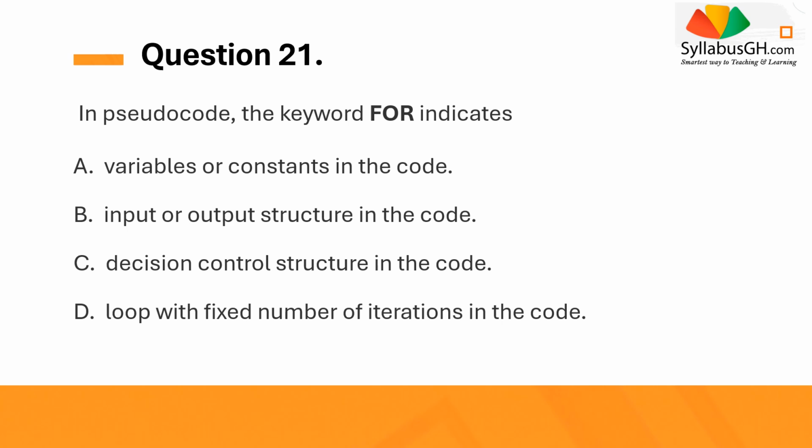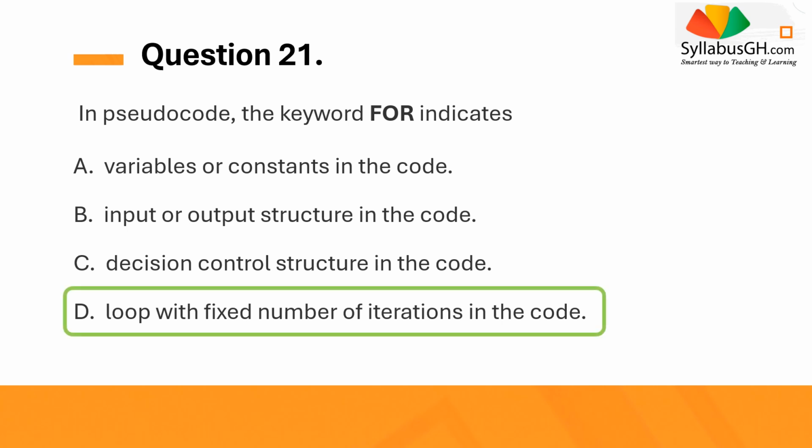Question 21. In pseudocode, the keyword for indicates A. Variables or constants in the code. B. Input or output structure in the code. C. Decision control structure in the code. D. Loop with fixed number of iterations in the code. The correct answer is D. Loop with fixed number of iterations in the code. In pseudocode, the for keyword is used to indicate a loop that will run for a fixed number of iterations. It specifies a starting value, an ending value, and often an increment, allowing the loop to execute a set number of times.